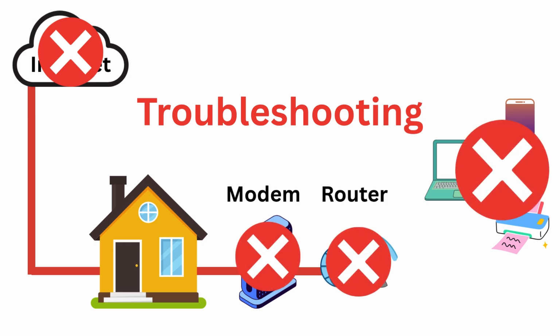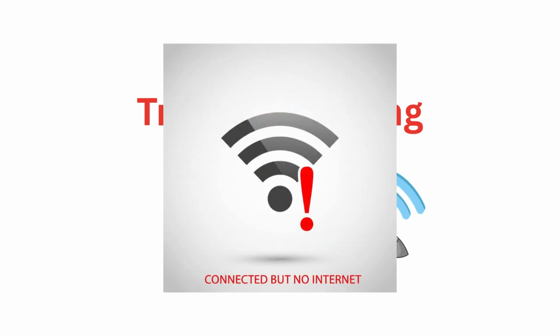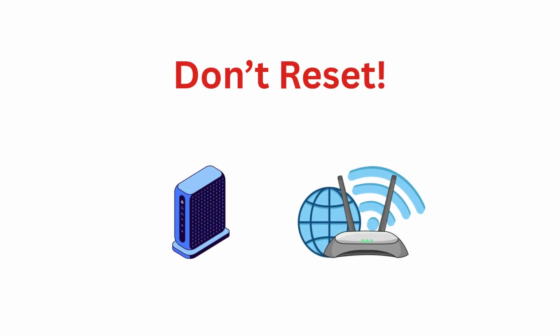Let's start with what I've found to be the most common issue. In my experience, the most common issue is fixed by simply restarting the modem, the router, or both. You might see a message like "connected but no internet." That just means your device is talking to the router, but the router isn't seeing the internet. Now don't press any reset buttons. That can wipe everything and return the device to factory settings.